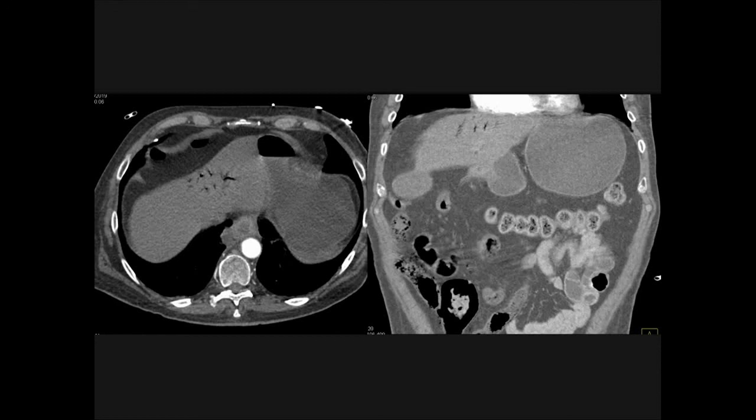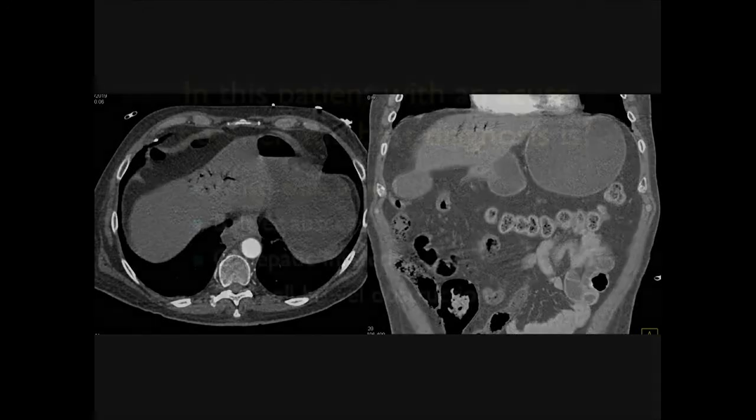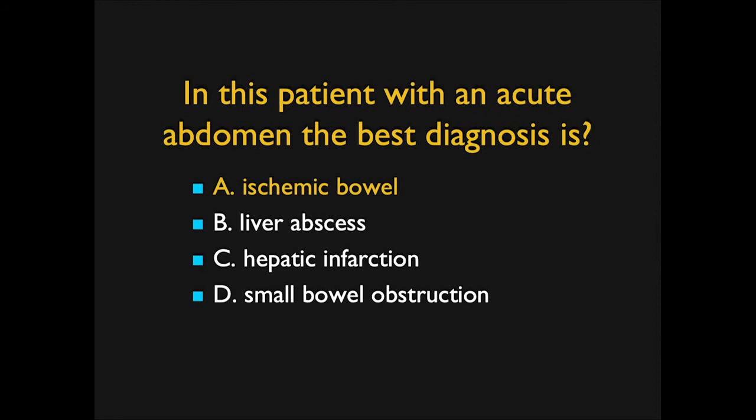You also notice here the patient's right colon has pneumatosis. That puts it all together. Pneumatosis, air in the hepatic veins, classic for ischemic bowel. This is not hepatic infarction, and it's not bowel obstruction, it's not a liver abscess. This is ischemic bowel. Just a beautiful example.